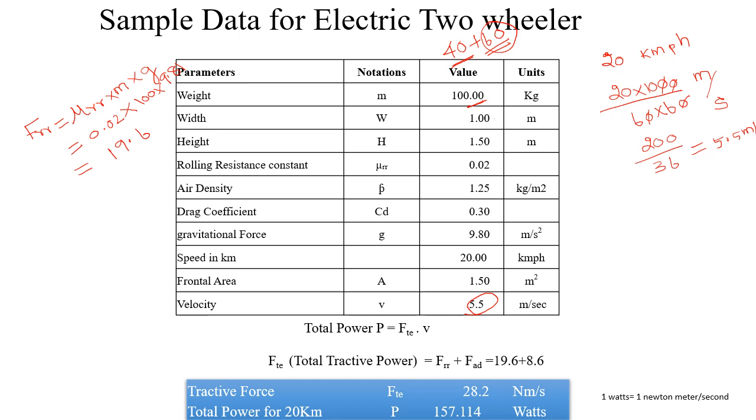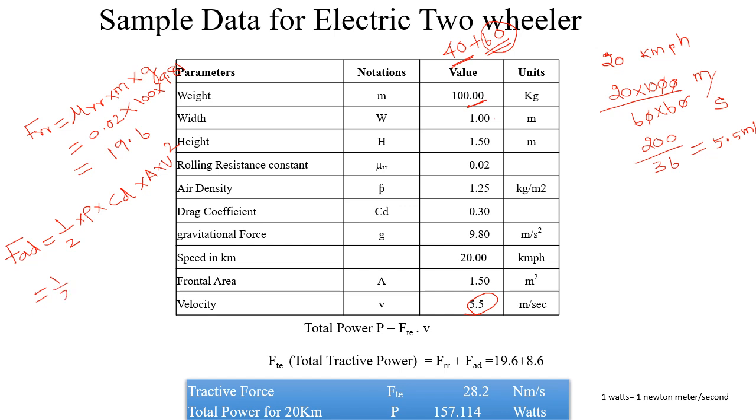Right. Then next, you have to calculate the aerodynamic drag force, which is given by the formula 1 by 2 multiplied by air density, that is rho, then drag coefficient CD, then frontal area, then velocity square.